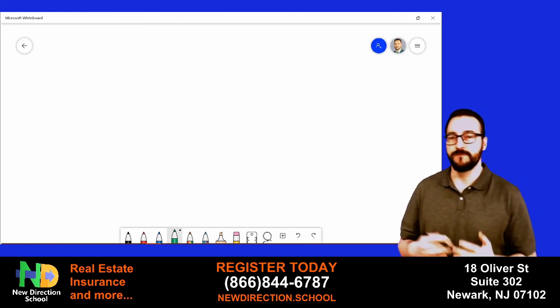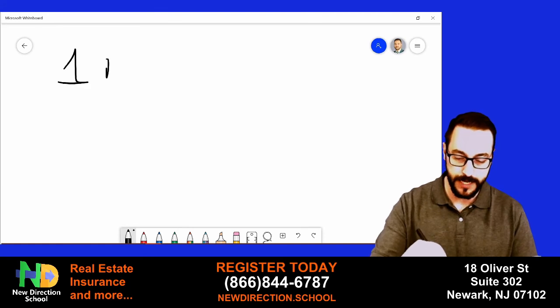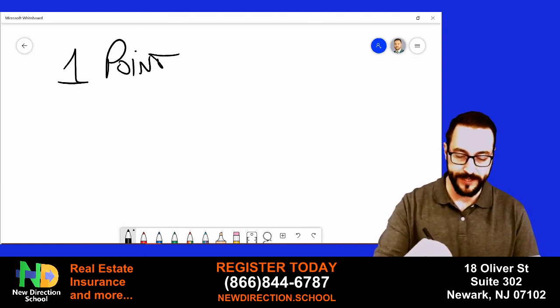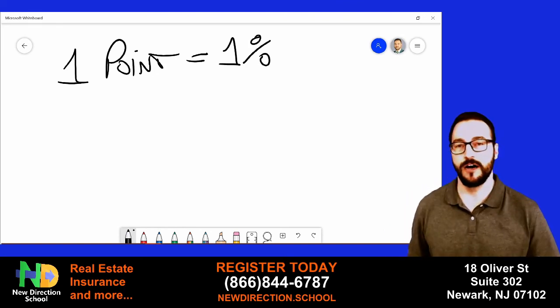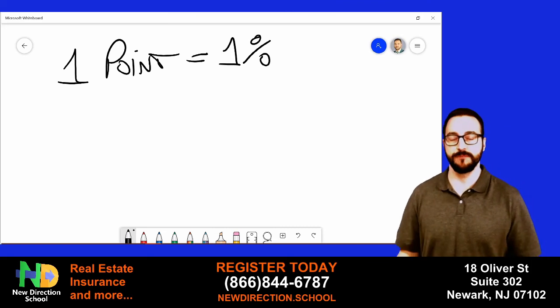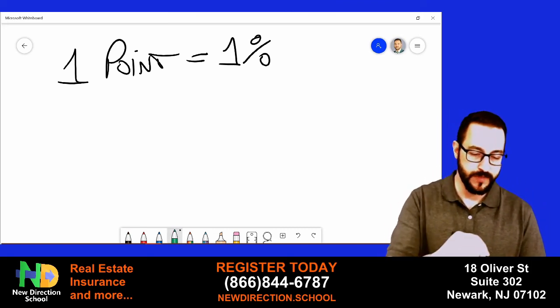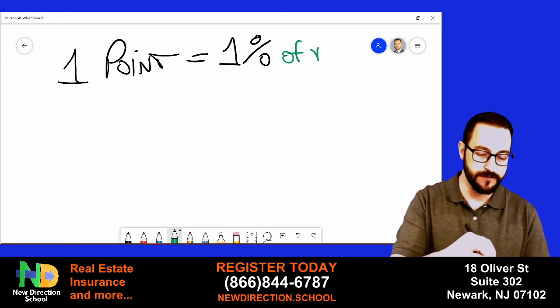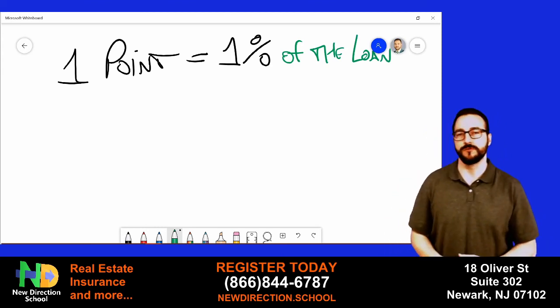Very important that you understand that every time you hear this point thing, 1 point equals 1% of something. So 1 point is 1% of something. In this case, because we're talking about mortgages, it's 1% of the loan. Okay? 1% of the loan.